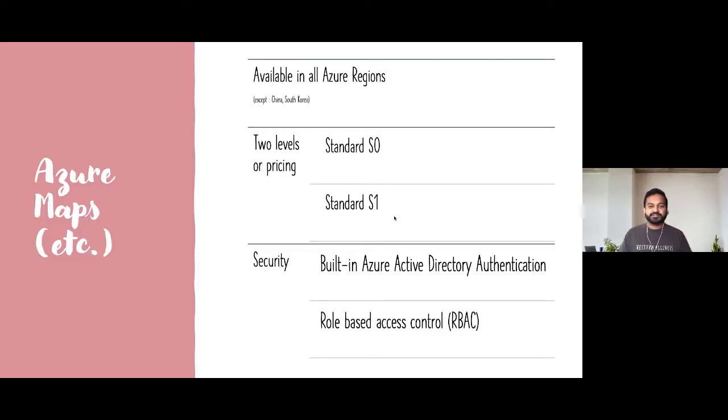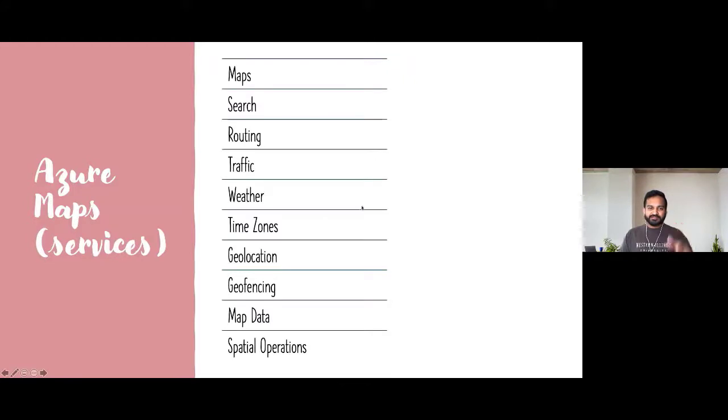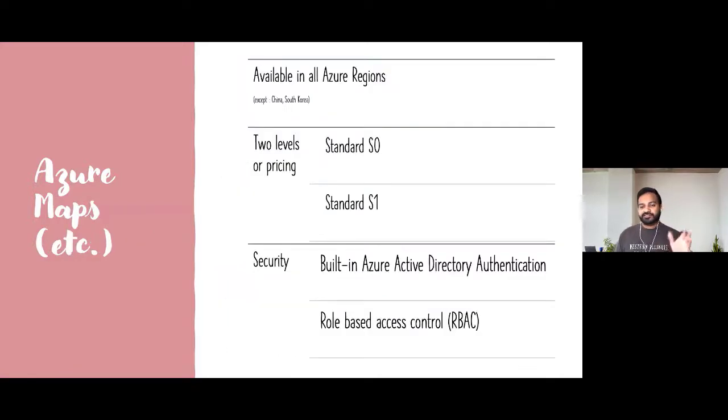But Azure Maps has an easier structure, standard S0 and S1. It's very easy in a way that, for all the services that we just looked at on the previous slide, some of the services are available for S0, and all of them are available for the S1 pricing structure. That's the very high-level differentiation between those two.